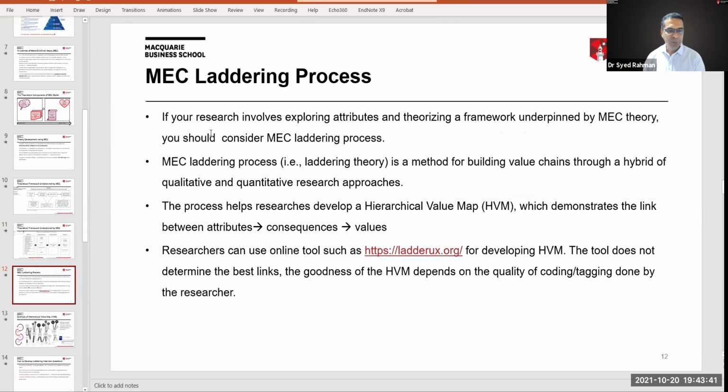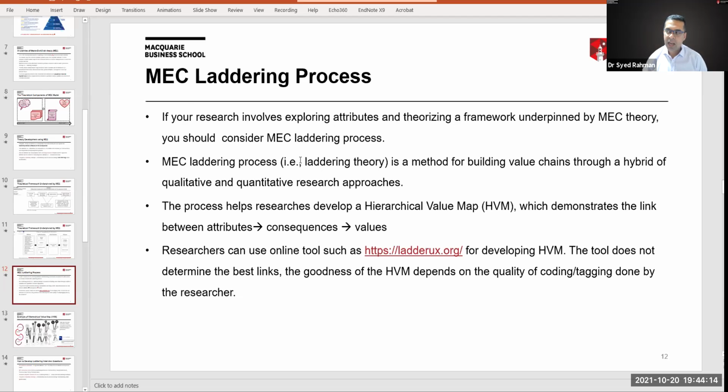Now the means-end chain laddering process. Let's get into it. So what does it do? At this point, I'm still not talking about the difference between hard and soft. Soft is that face-to-face manual process, and hard means that there will be hard questions and it's all online. So that's the difference. But still, I'm going to discuss the broader laddering process. So if your research involves exploring attributes and theorizing a framework underpinned by means-end chain theory, you should consider laddering.